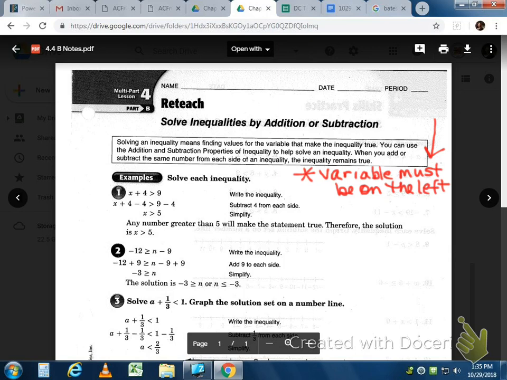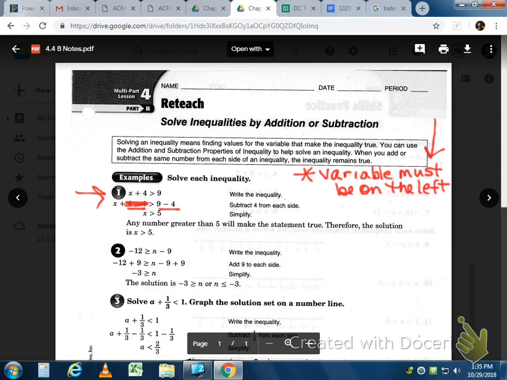So if we look at the very first example, x plus 4 is greater than 9. You need to get rid of plus 4. So you do the opposite. You subtract 4 from each side. So we've got minus 4 here and here. These two go away, so x is greater than 5. That means that any number greater than 5 would make that statement true.